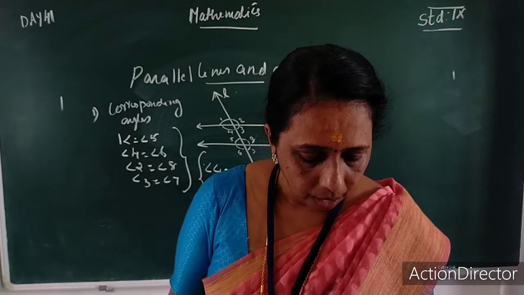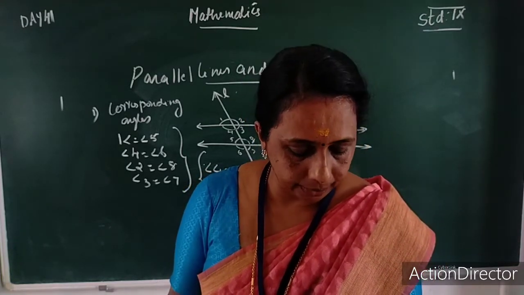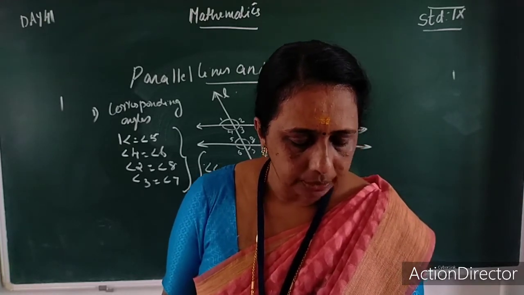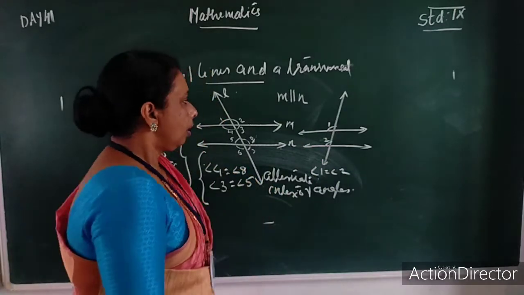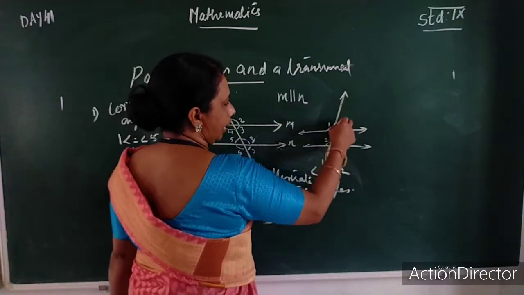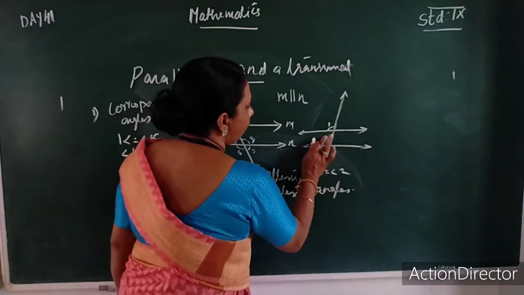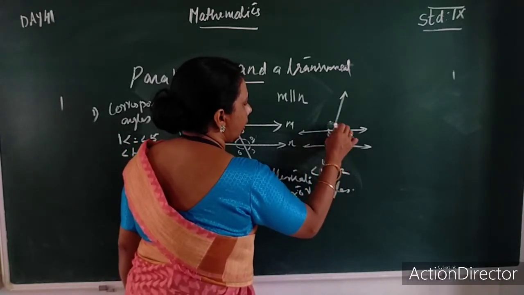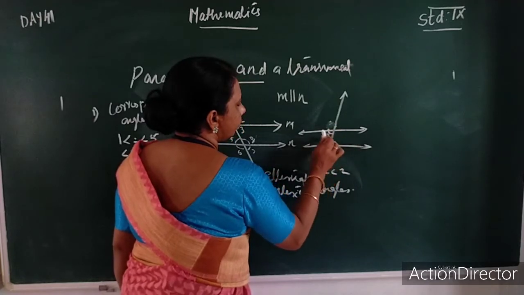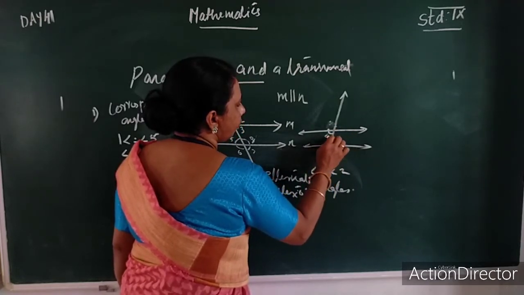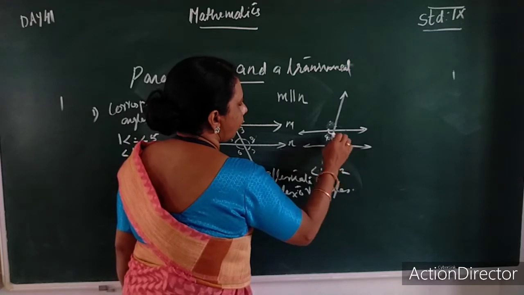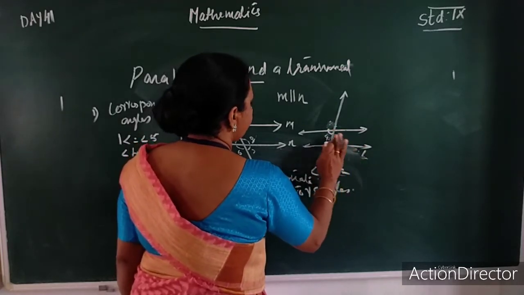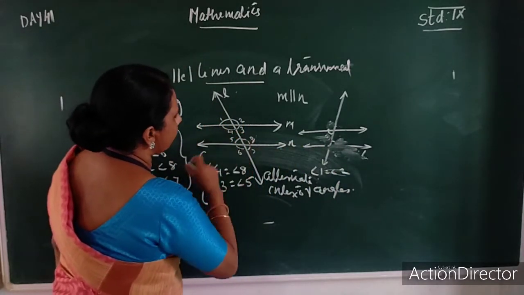If a transversal intersects two lines such that a pair of alternate interior angles is equal, then the two lines are parallel. If two lines are intersected by a transversal, then one pair of alternate interior angles is equal. One pair: angle 4 is equal to angle 6. Angle 4 is equal to angle 8.